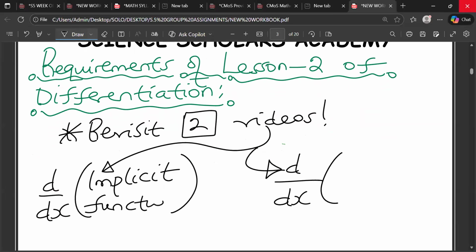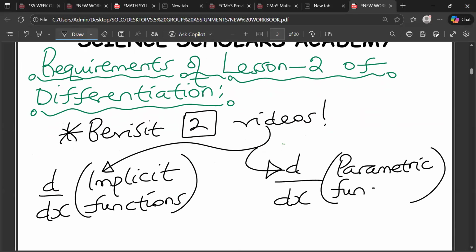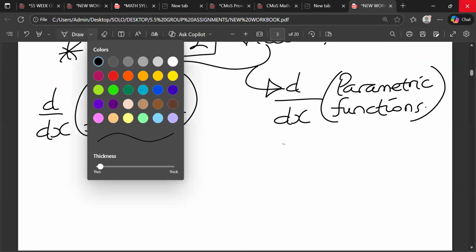You're revisiting the differentiation of implicit functions, and you're revisiting the one of parametric functions. And trust me, when you visit those, you will enjoy the next session. Yes. So those are the requirements for the next lesson.